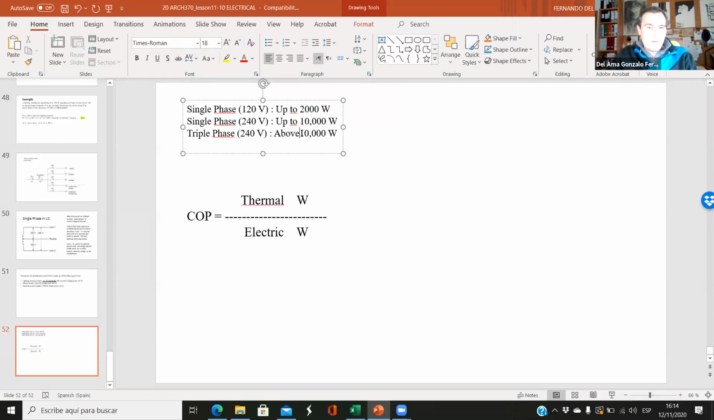And when we are above this, when we have mechanical equipment, elevators, chillers or boilers, electric heaters, whatever, if something is above 10,000 watts, we should use a triple phase diagram. This is serious, okay? So I wouldn't design a triple phase electric installation.